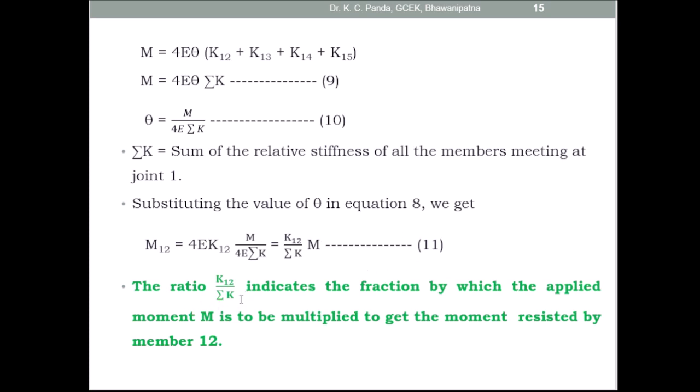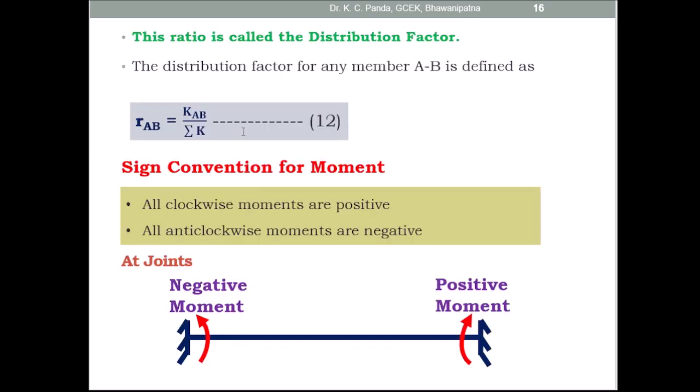The ratio k12 by summation of k indicates the fraction by which the applied moment M is to be multiplied to get the moment registered by member 1-2. So this ratio is called the distribution factor. The distribution factor for any member AB, defined as RAB, is equal to KAB divided by summation of K. That is, the distribution factor for the member AB is equal to the relative stiffness of the member AB divided by the sum of the relative stiffness at joint A.